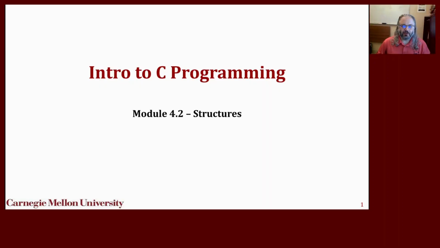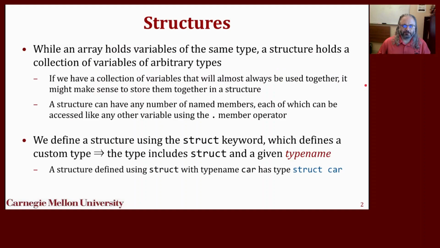Module 4.2 starts to look at creating structures of data in the C programming language. When we were talking about static arrays, we saw that an array holds multiple variables of the same type, like holding a list of the same type of variables. A structure is a little bit more generic. It holds a collection of variables, but those variables can be arbitrary types.